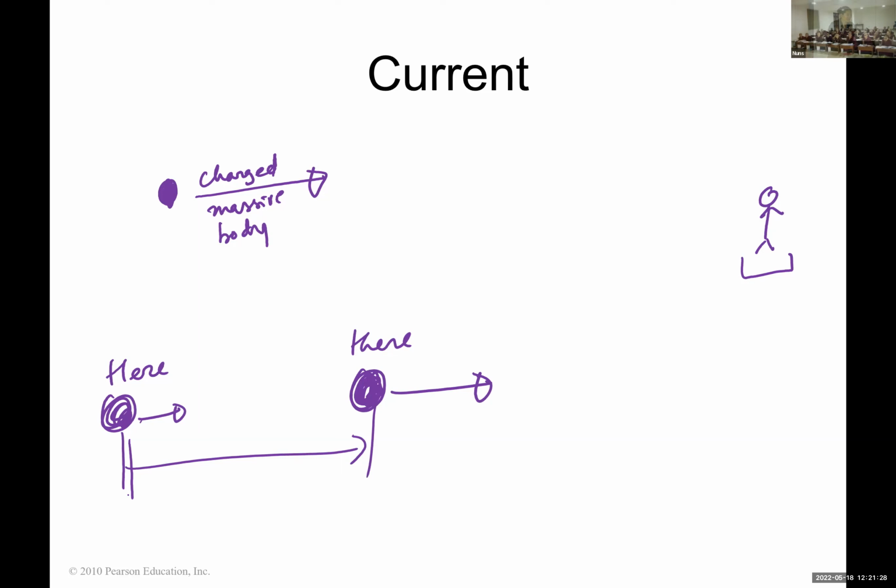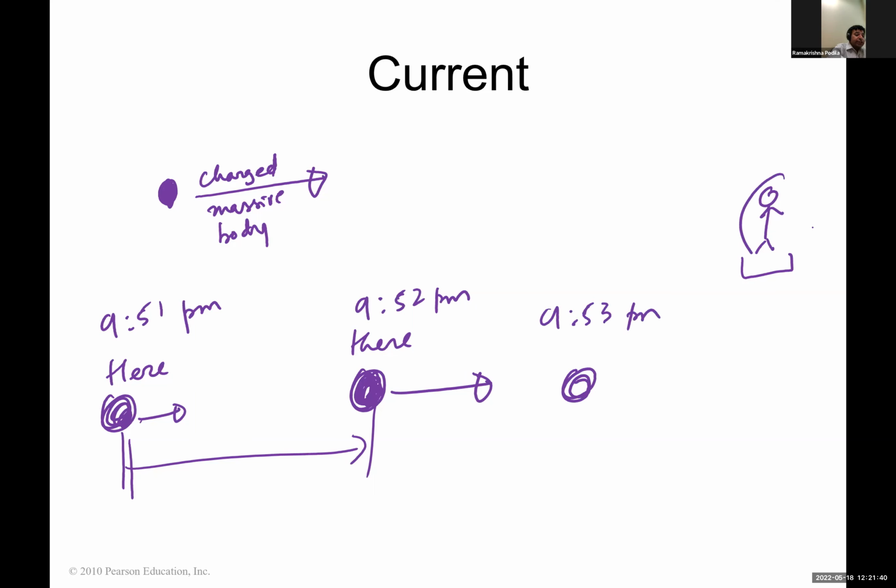Let's say this charge is here at 9:51 p.m. This charge is here at 9:52 p.m., right? And the charge moves here at 9:53 p.m., right? And this person is standing still here. This person is not moving. Then would this person feel different electric field at different times?